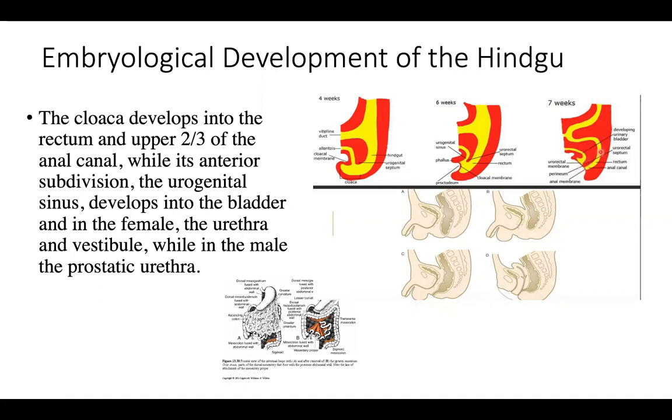Okay, the same thing I just showed in the previous slides. Then the urinary side I mentioned to you will develop into urinary bladder. And in the female, the urethra and the vestibule of the vagina are developing also from there. While in the male, prostatic urethra, you see, prostatic urethra develops from the urogenital sinus. While in the females, the urethra and vestibule, they develop from there.